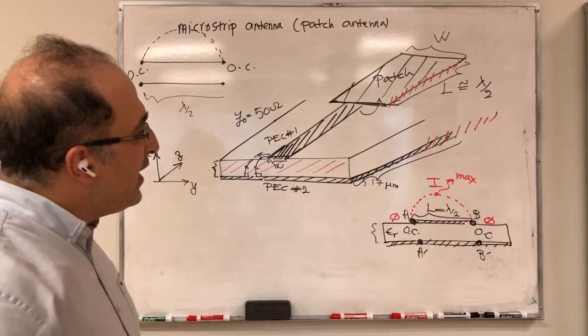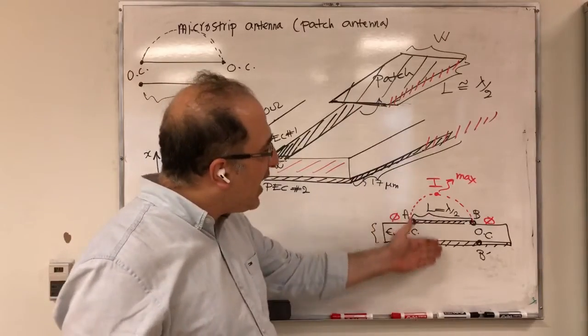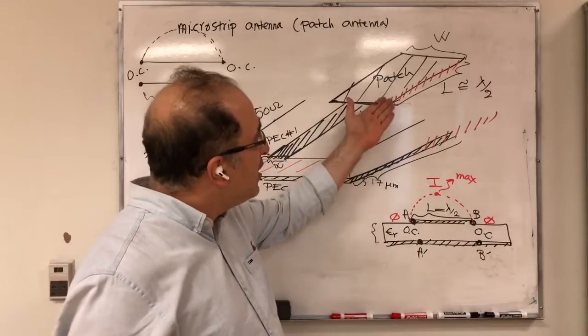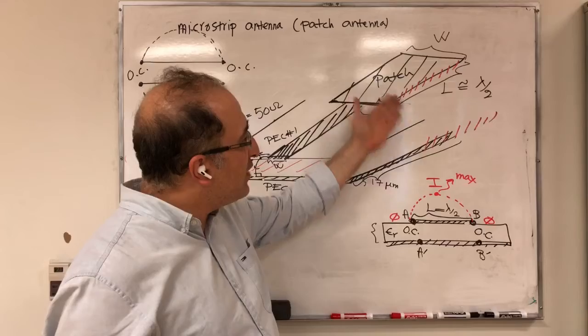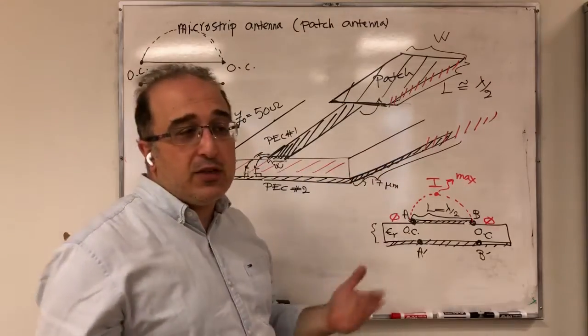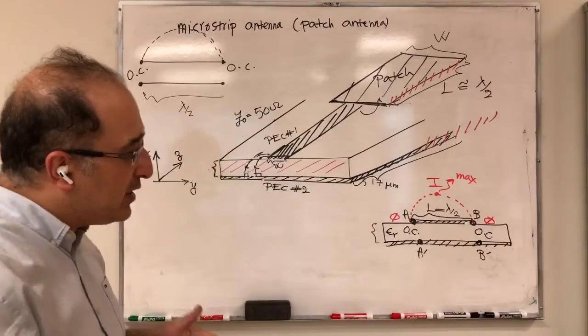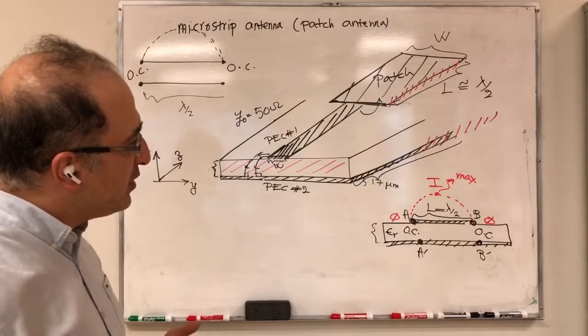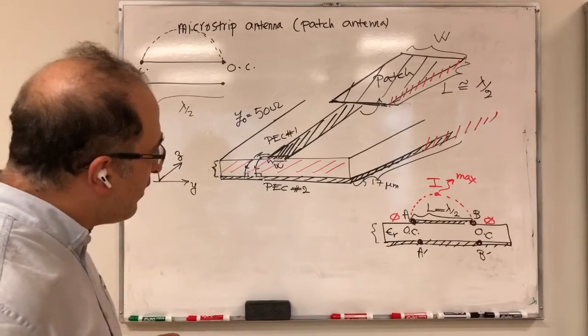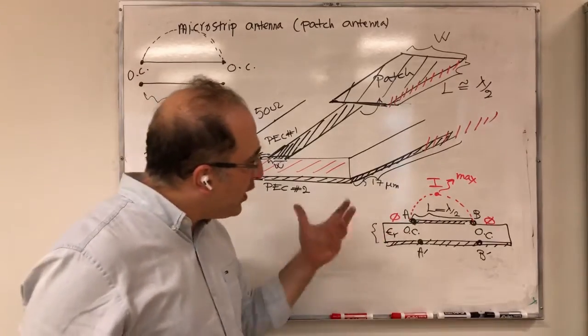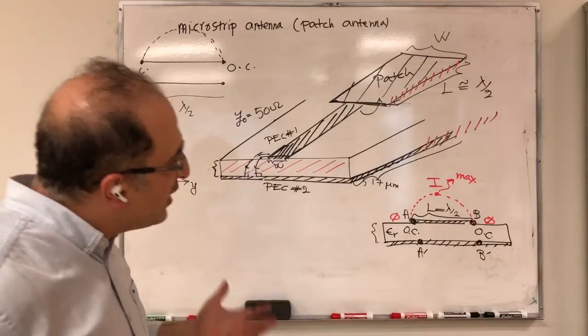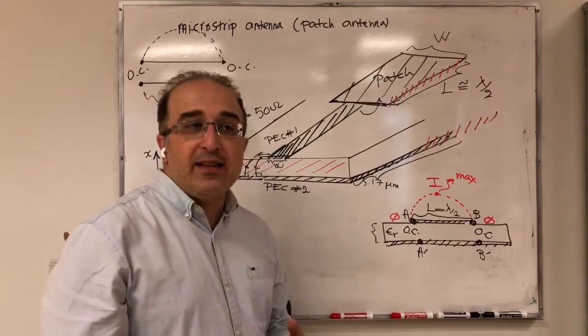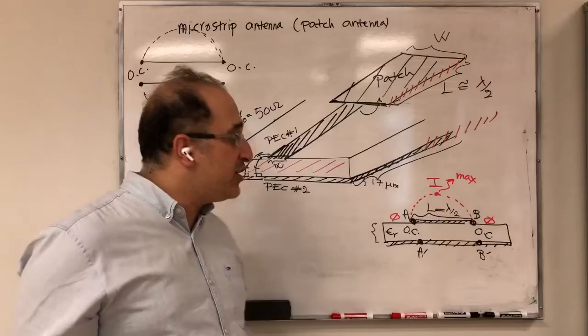And again, remember that I still have my current cancellation because of the top PEC and the bottom PEC. If the currents are in the opposite direction, they cancel the effect of each other. So this is my current. And if I look at the current, I cannot really understand what's going on if I have any effect that can result in radiation for me.